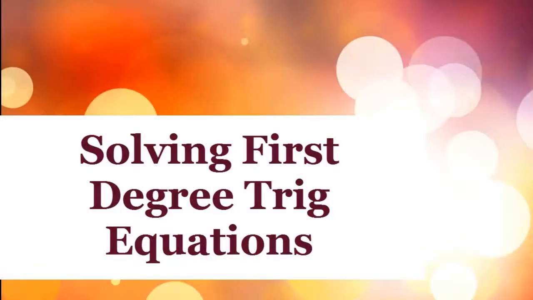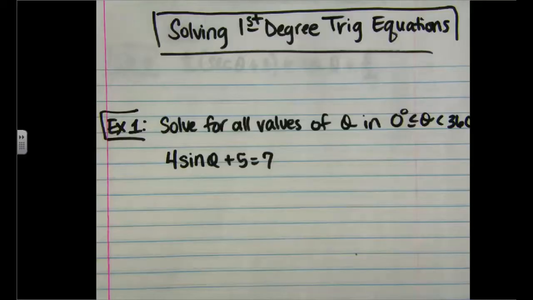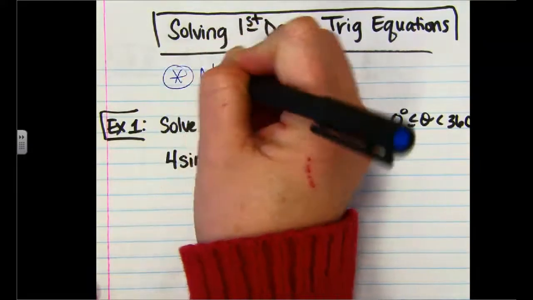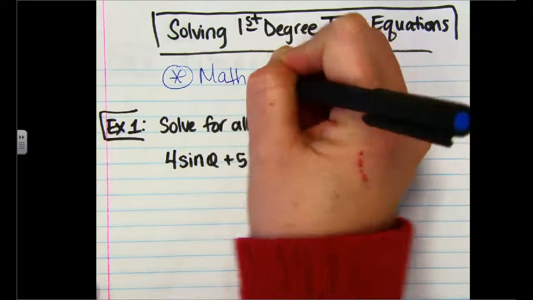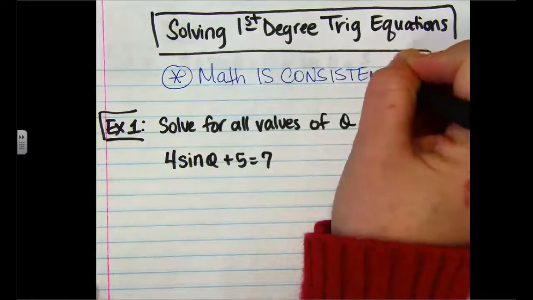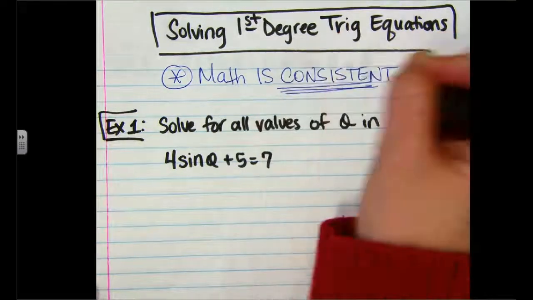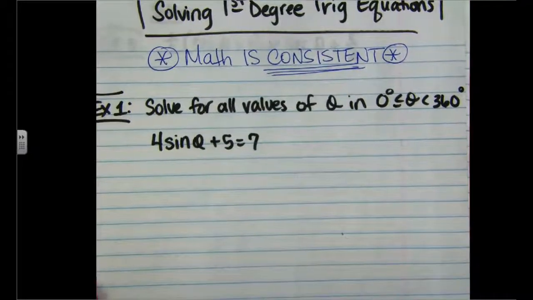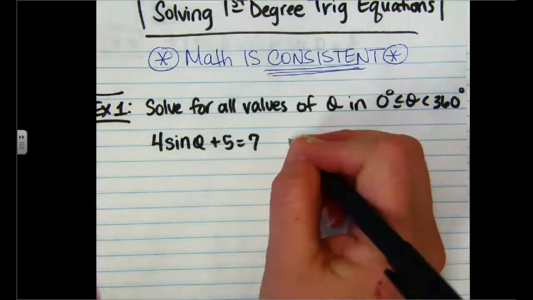Okay guys, today we're going to solve what we call first degree trig equations. Trig equations with nothing squared. The biggest thing you need to remember is that math is consistent. We're going to do 3 examples, and within those examples, if you just think about any old equation you've ever solved in the past, then you can move on and solve trig equations. We always solve for all values of the angle, so we want angle measure answers.